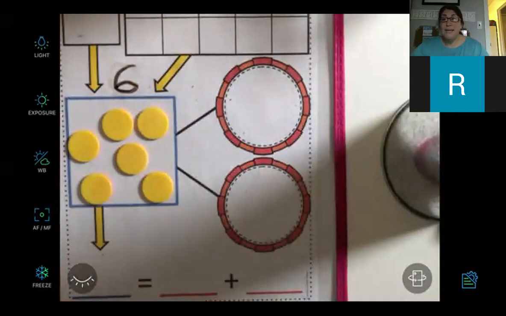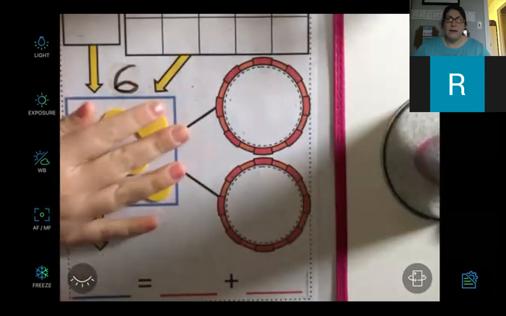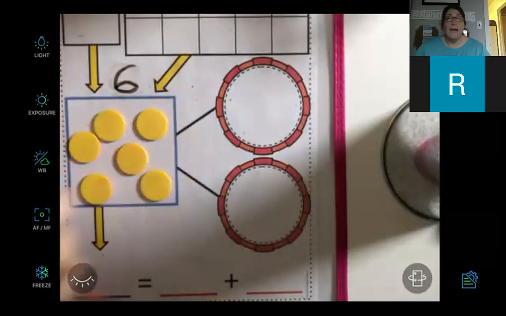So today we're going to continue working on breaking apart. So taking a whole and breaking it apart. So right now, what I want you to do is you can see here, I have my 6 counters. That's going to be the whole. I want you to pause the video and see how many different ways you can break apart 6.